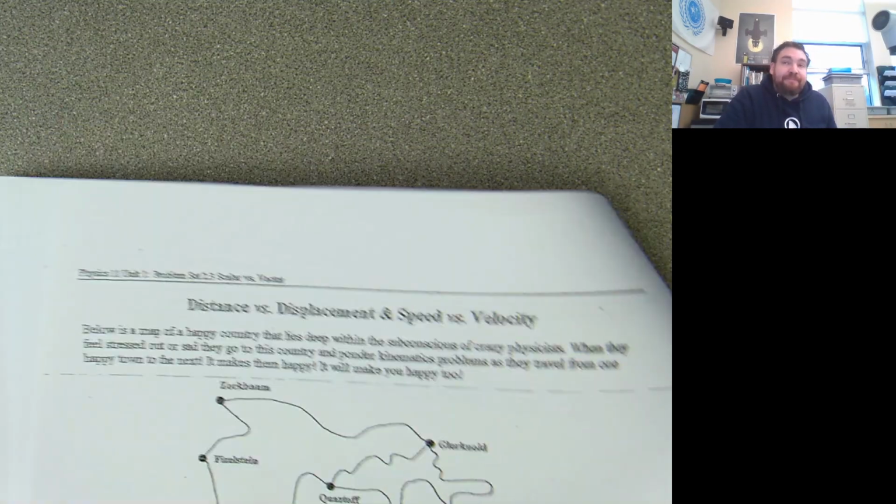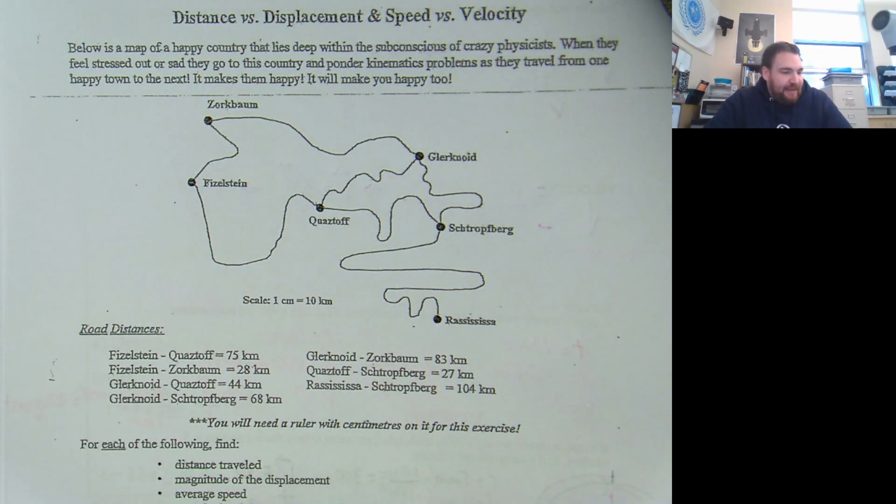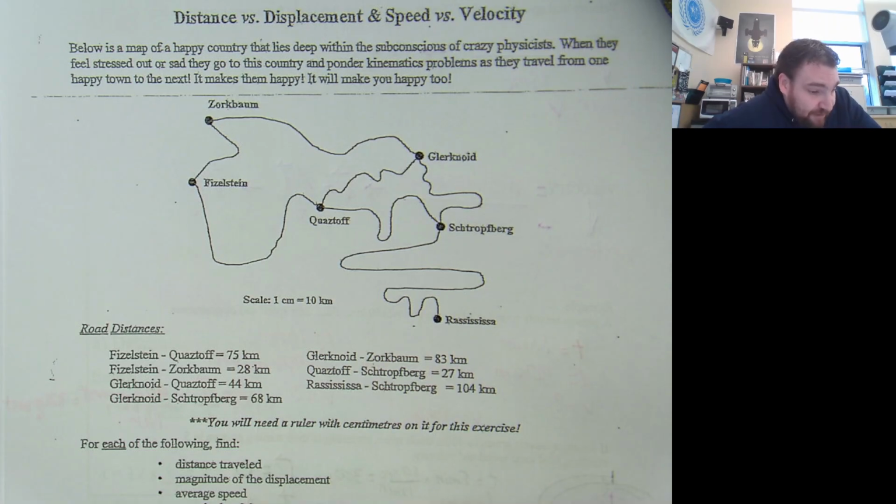I have provided you a little map. I cannot take credit for this. I found this map. I like the map. Below is a map of a happy country that lies within the subconscious of a crazy physicist. When they feel stressed out or sad, they go to this country. I don't know why they did this, but they do. And ponder kinematics problems as they travel from one happy town to the next. It makes them happy. It will make you happy too.